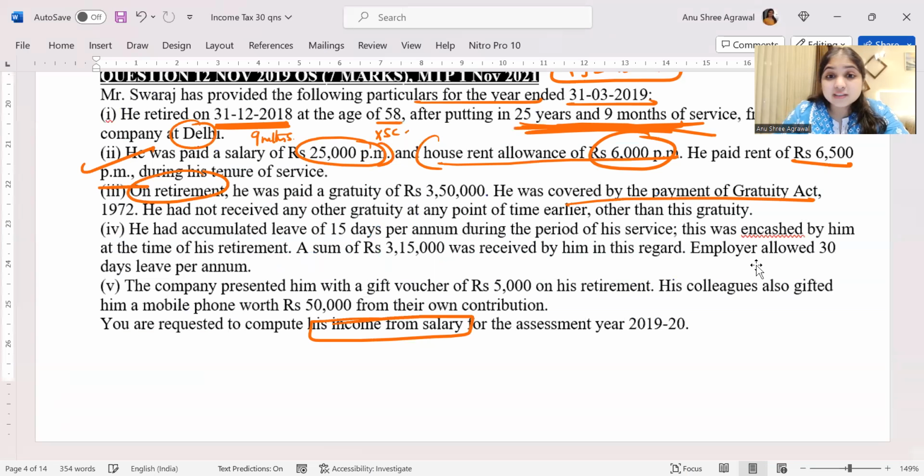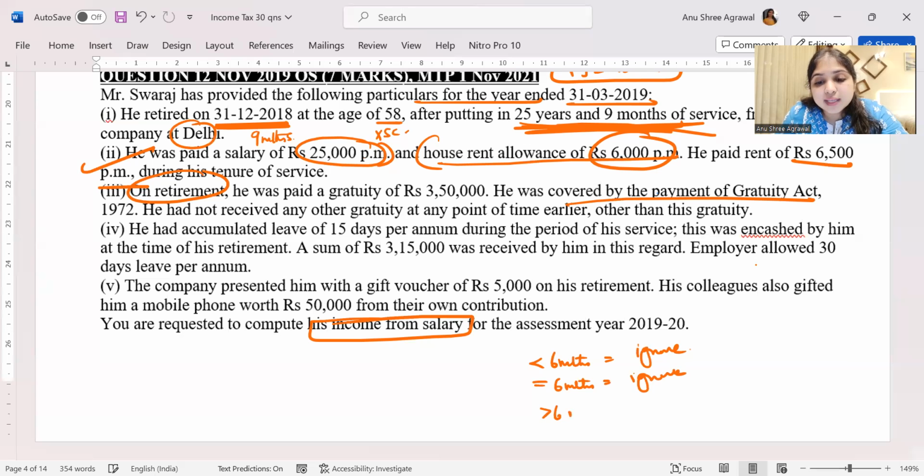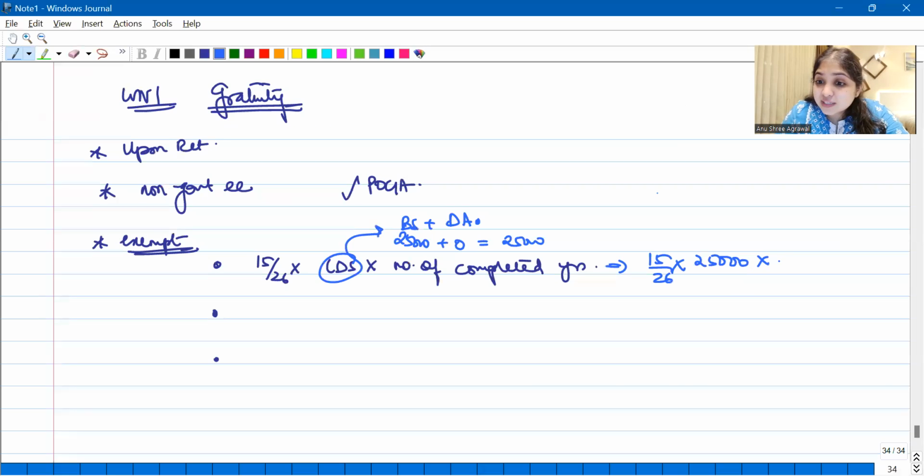How do you calculate completed years? Do you consider fraction also? Yes, you consider fraction. If it is less than 6 months, you will ignore the fraction. If it is equal to 6 months, you will ignore the fraction. If it is more than 6 months, then you will round off to the next number. Here it is 25 years and 9 months, which is more than 6 months. So you will treat it as if it is 26 years. Right, guys? Are we clear with this? So 15 by 26 into 25,000 into 26 years. This is going to be 3,75,000.